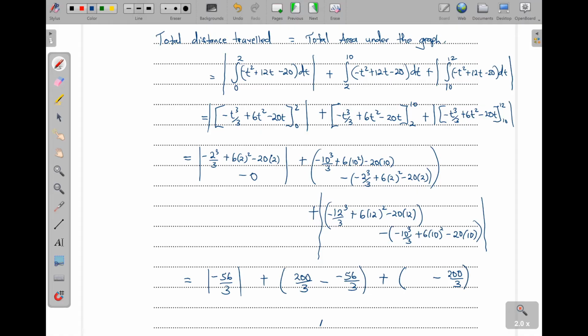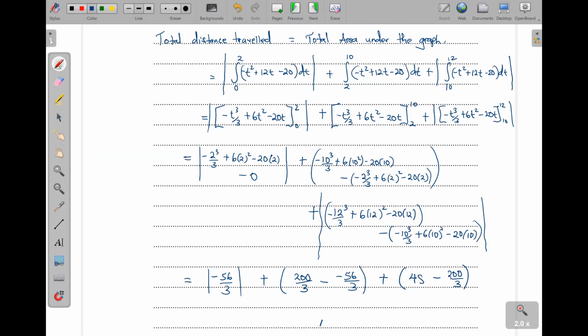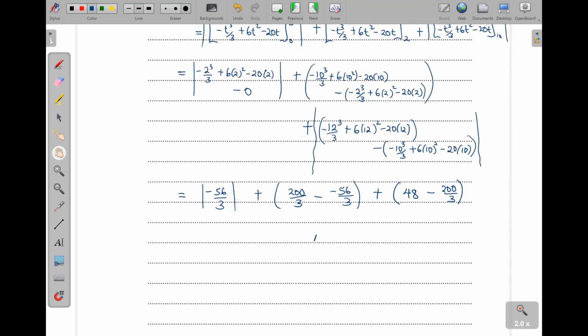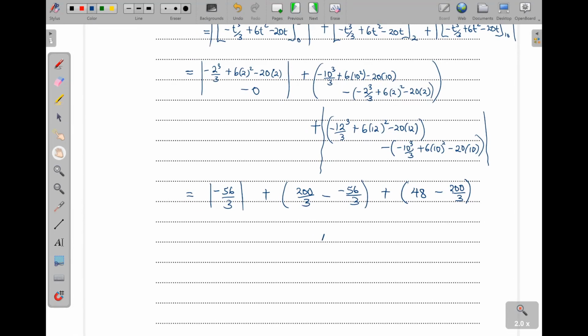Now, how about this one when we put 12? Where there is 10, I'm going to put 12. I come here and I also put 12. Then also this other one here, we put 12. So this is 48. So we have 48 here. And of course, when you subtract these ones, you are going to get a negative value here. So that negative value automatically will turn it to be a positive.